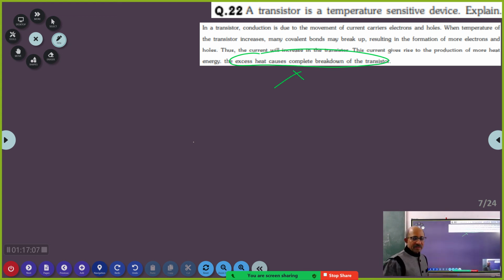If you want to elaborate, you can say the alpha, beta, gamma of the transistor depend upon the temperature, because they depend upon the concentration of the charge carriers. As temperature increases, due to the breaking of covalent bonds, the concentration of the charge carriers increases, and thereby the beta of the transistor will vary. That is why a transistor is temperature sensitive, or many other parameters of a transistor will vary. Correct?